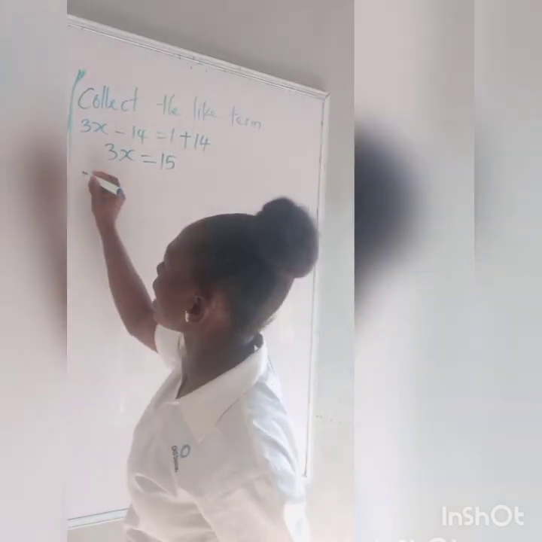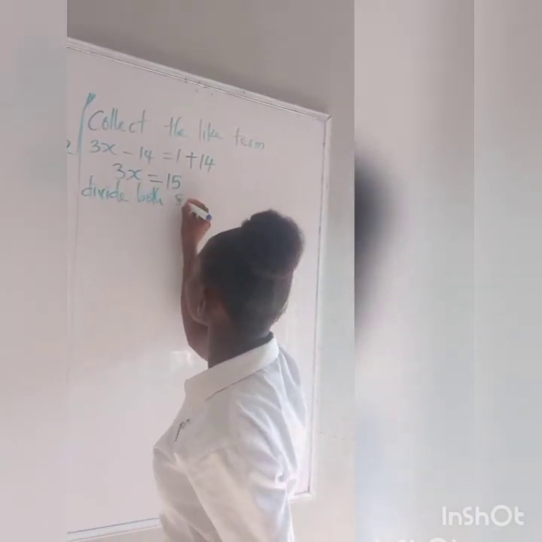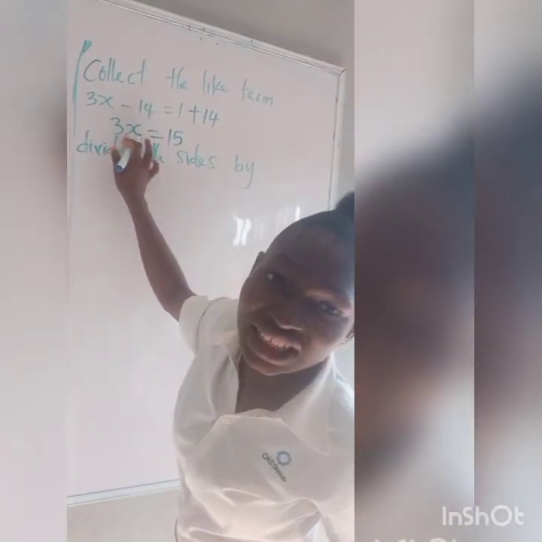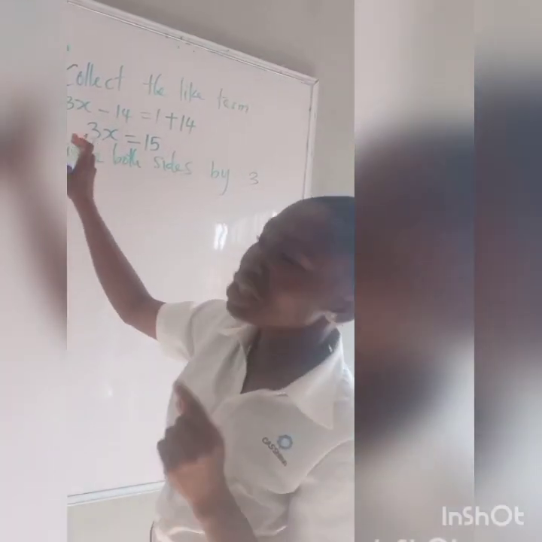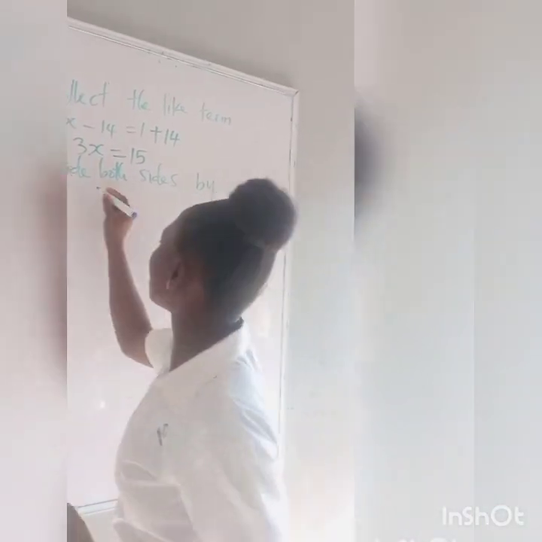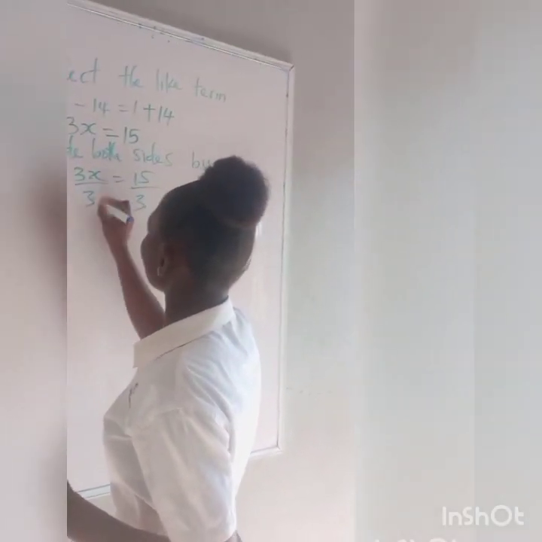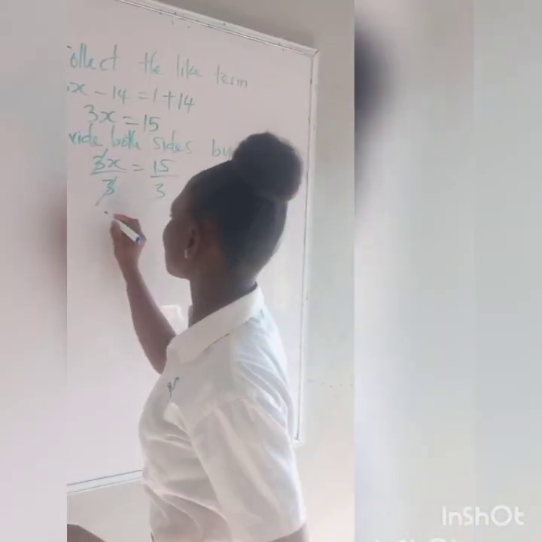What will you say here? Divide both sides by what? From what I said the other time, by what is beside the letter here? 3. That's by the coefficient, by 3. So that when you get rid of this number beside the letter, you have the letter on its own. So that means 3x over 3 equals 15 over 3. 3 cancel 3. How many 3 do we use in 3? 1. So that 1 times x is 1x.